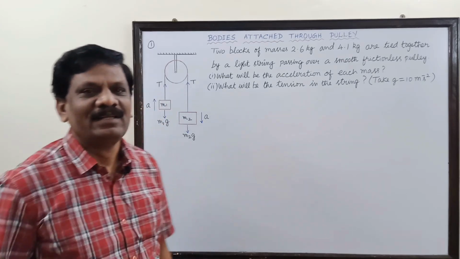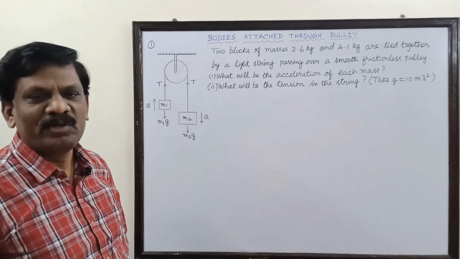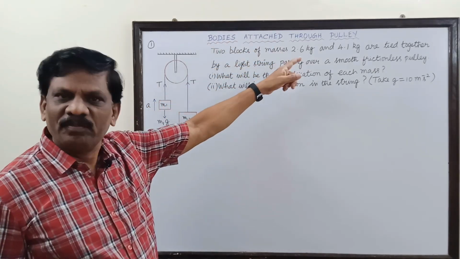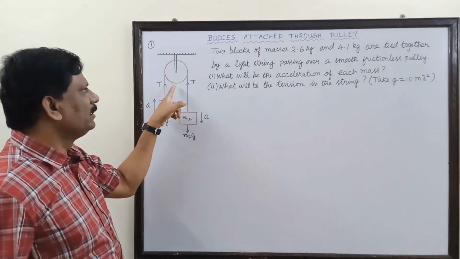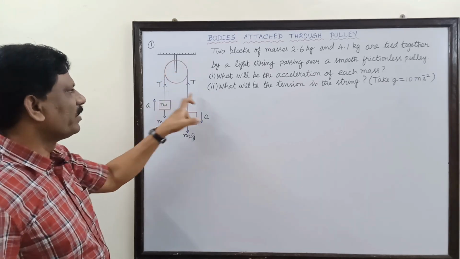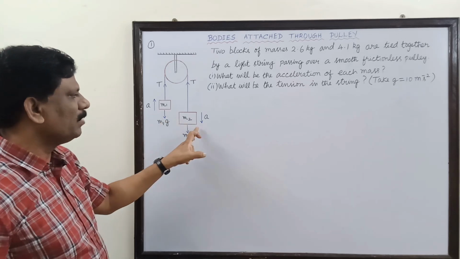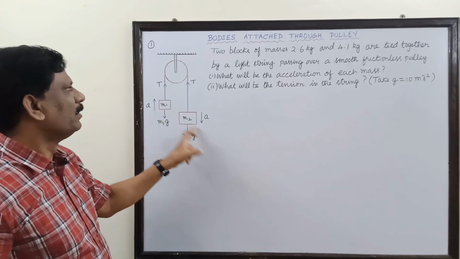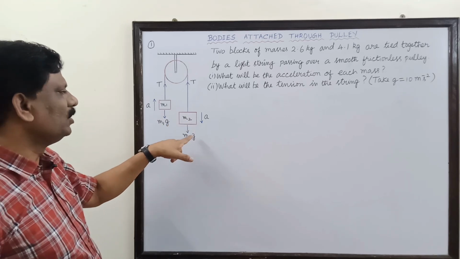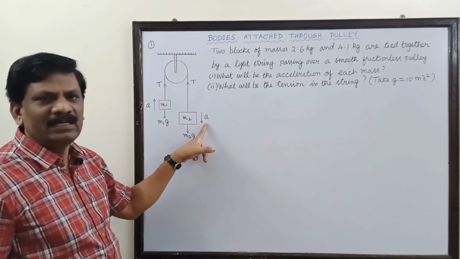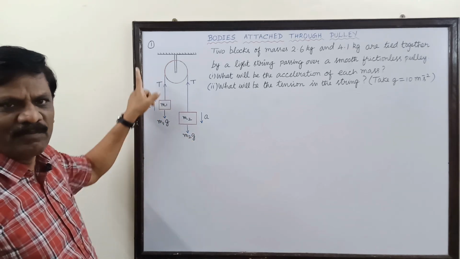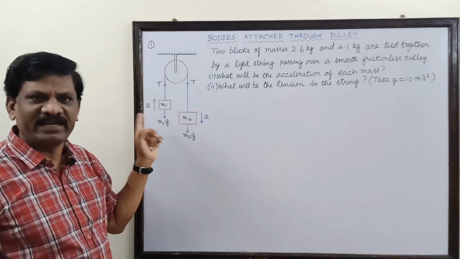Hi students, today we are going to discuss some numerical problems on the topic bodies attached through pulley. You can see a pulley is suspended from a vertical support and a string consisting of two masses M1 and M2 is passing over the pulley. So now the greater mass M2 will be accelerated in the downward direction. And the smaller mass M1 will be pulled upwards and it will be accelerated in the upward direction.